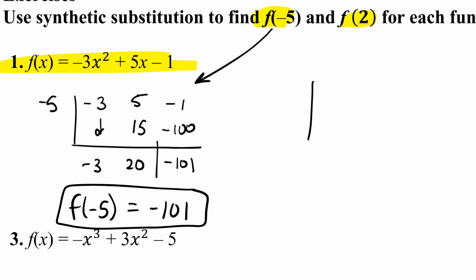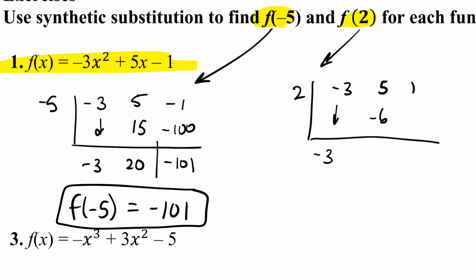Okay. So it's the same coefficients to set up the next one, but I'm using 2 instead. Bring down the -3. 2 times -3, you get -6. Add these together, -1. Multiply, you get -2. Add, you get -1. So f of 2 is -1.